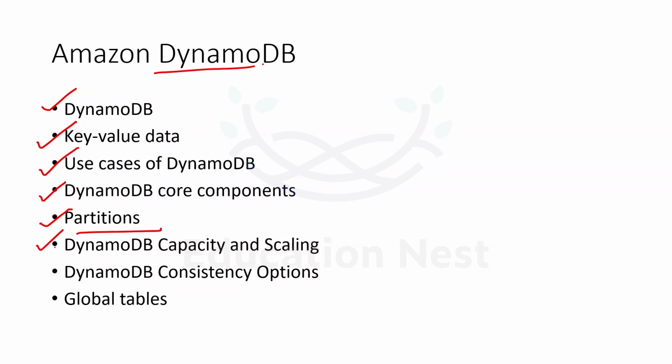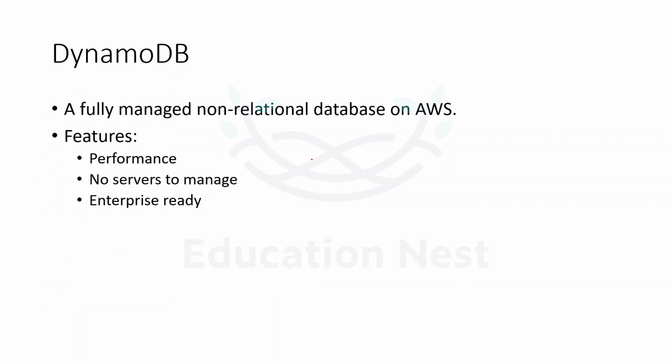We'll be talking about capacity and scaling, that is, how we can scale our DynamoDB and what is the capacity, right? We'll be talking about consistency options. So we do have two consistency options over here, strong and eventual. We'll be discussing both. And lastly, we'll be discussing global tables. So these are all the topics which are really very important to discuss and understand about DynamoDB.